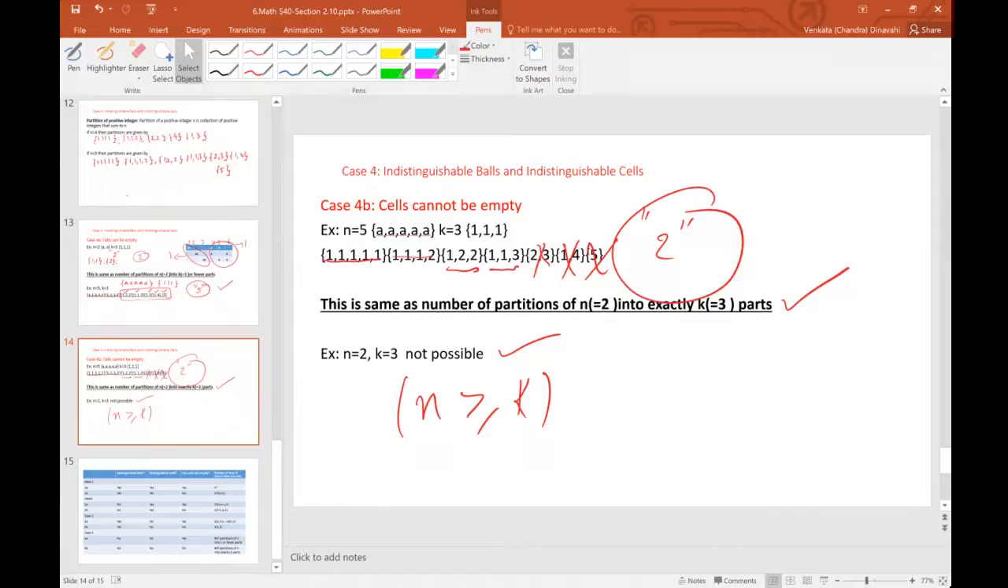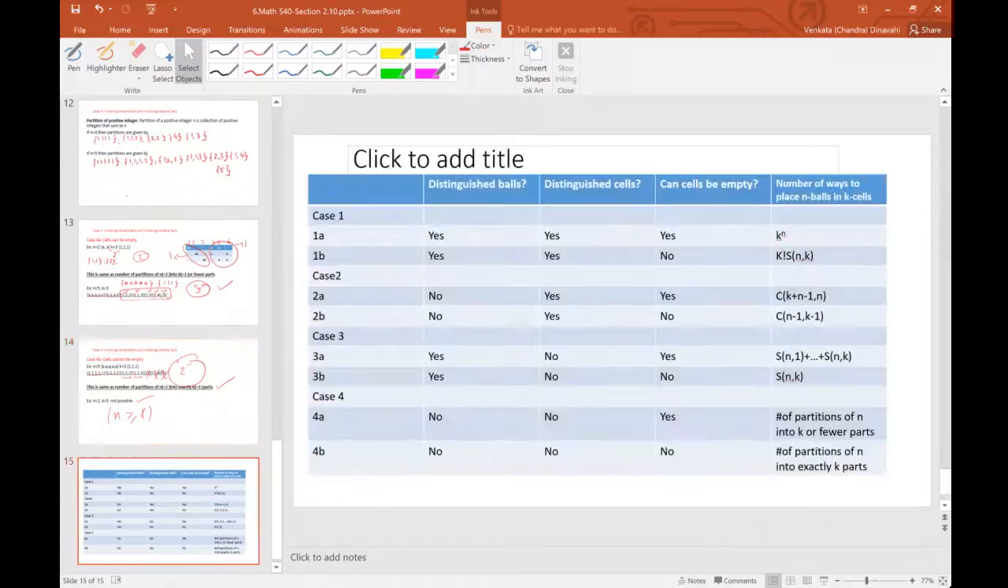So just to recap everything, this is the bigger table which tells you all the formulas and all the cases. Again, this table is there on page 54 of your textbook. So case 1a, the formula is this. Case 1b, the formula is this. Case 2a, the formula is this.